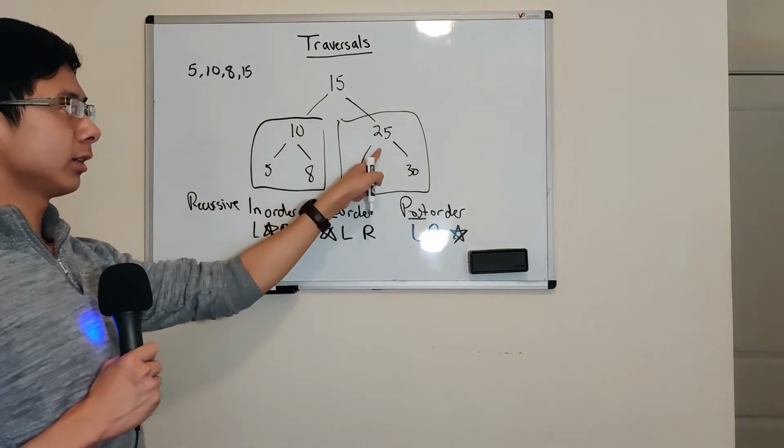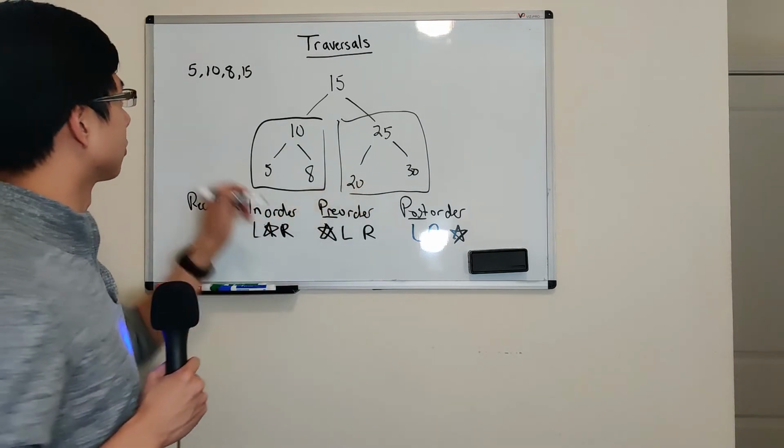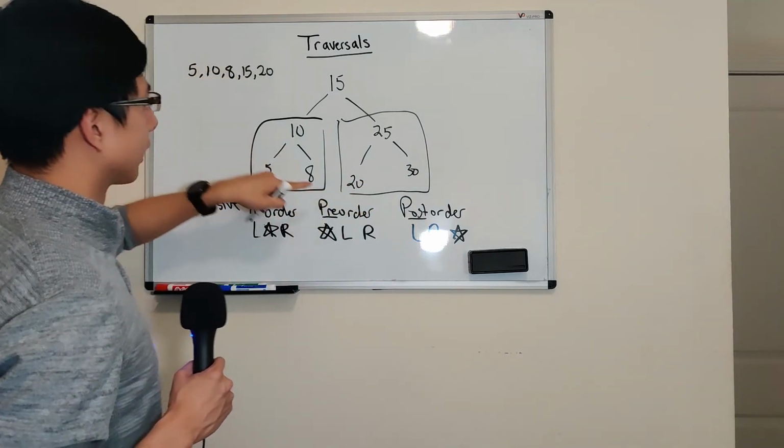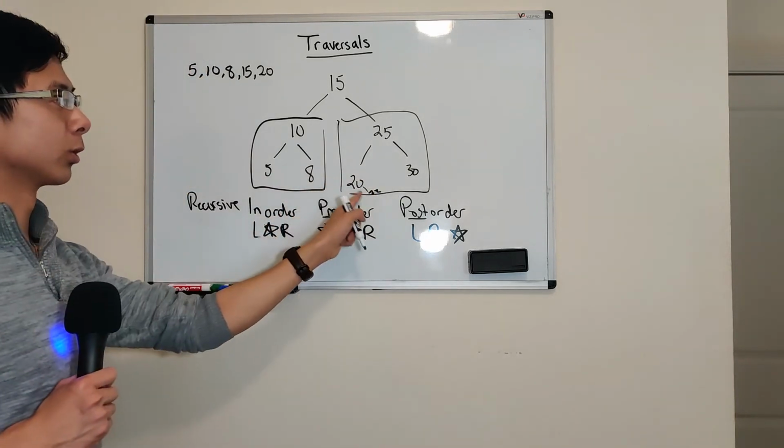So I come here again, get to 25, call in-order of the left. In-order of the left of this is empty, so I go to 20. And then I call, and let's actually add a value here, just to show you something. There we go. So I call in-order of the right, which is 22.